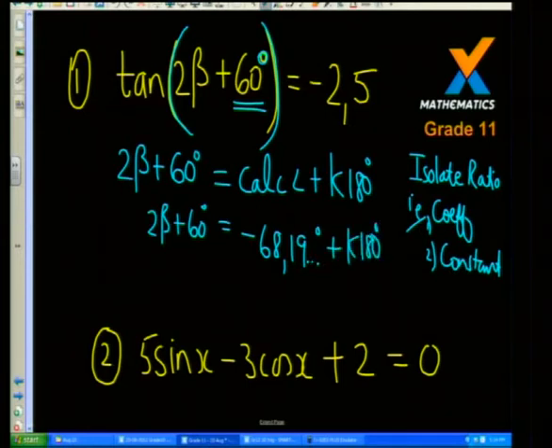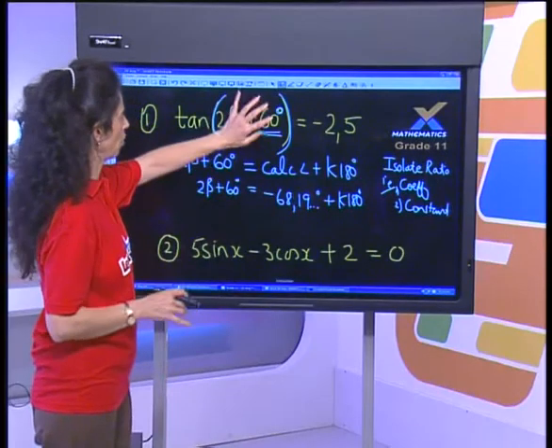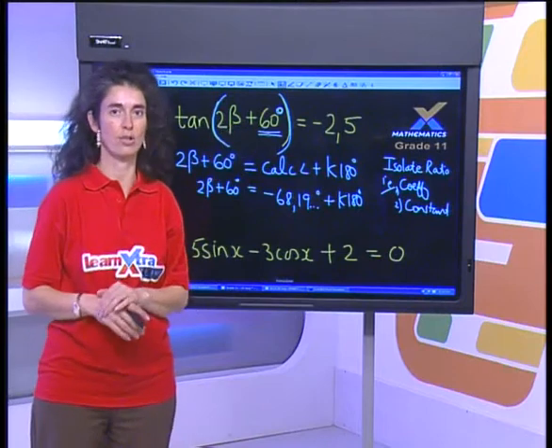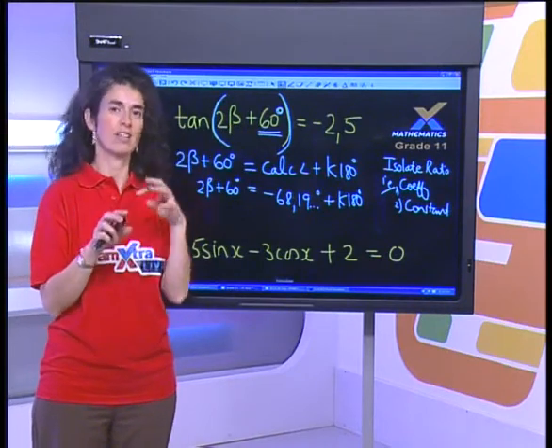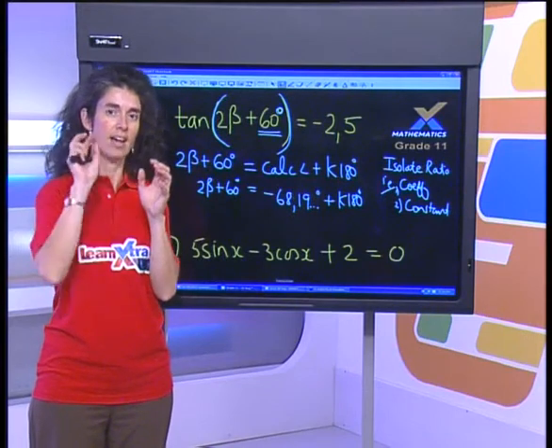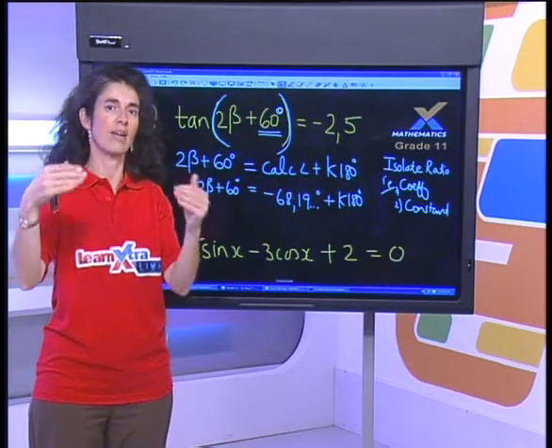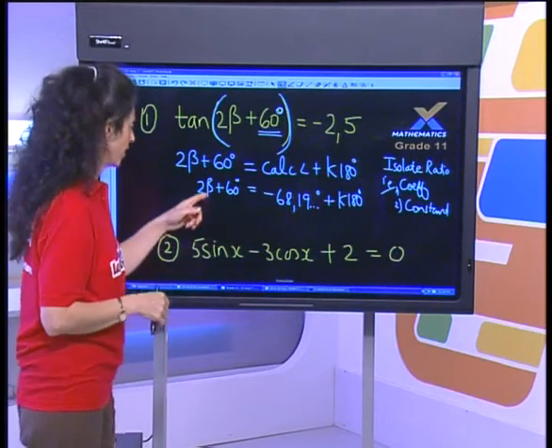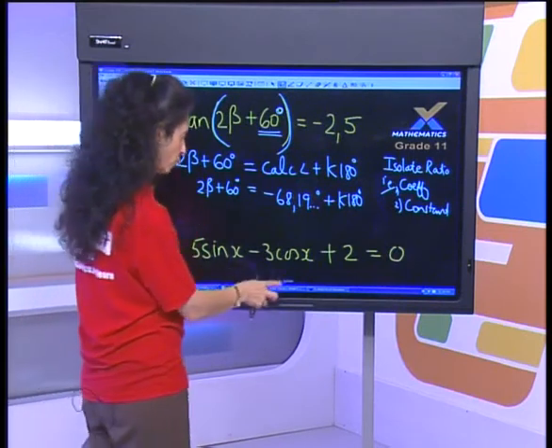Once you've got it to this format, now you solve for the angle. Okay, so you capture the whole angle. We call this a complex angle. So it's not just a theta or a beta. It's got a coefficient. It's got a term. Complex angle, you keep it together until you find the calculator angle. Now I can solve for beta. How do I do that? I'm going to minus 60, and I'm going to divide by 2.